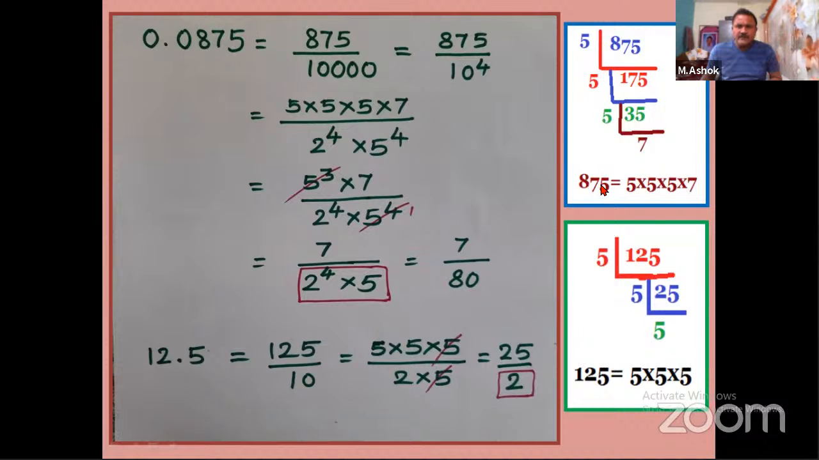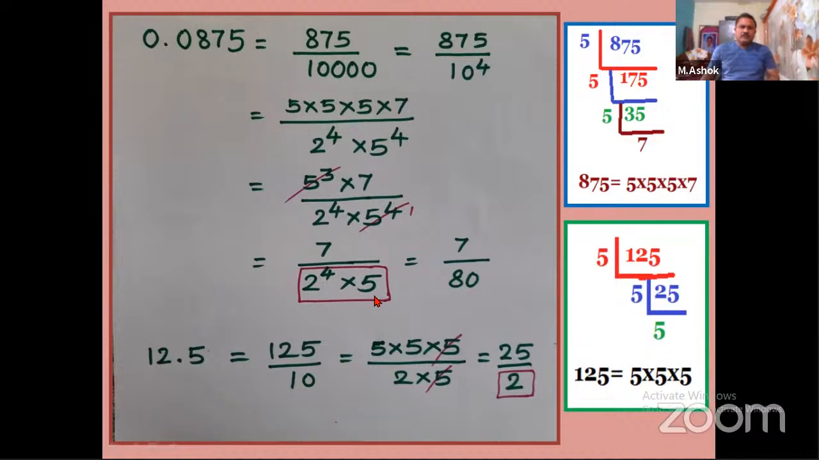So 875 equals 5 into 5 into 5 into 7. And 10,000 is 10 to the power of 4. So it becomes 5 cube into 7 by 2 to the power of 4 into 5 to the power of 4. Here 3 fives are there. After cancellation, you have 7 by 2 to the power of 4 into 5.